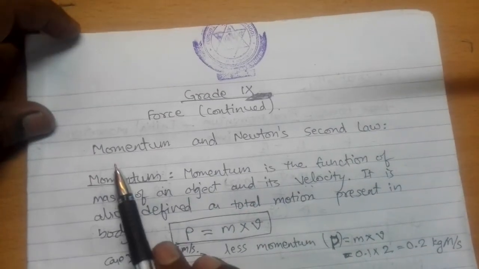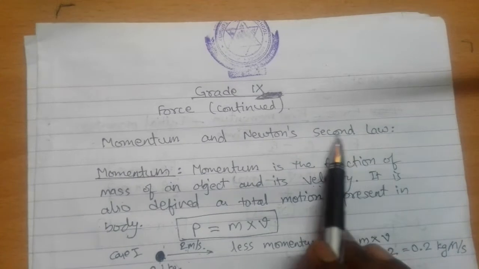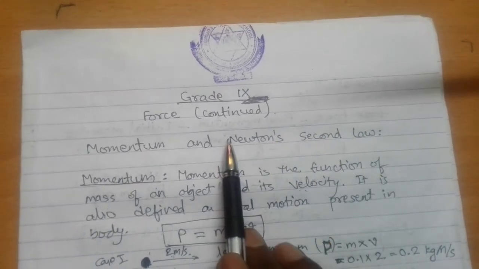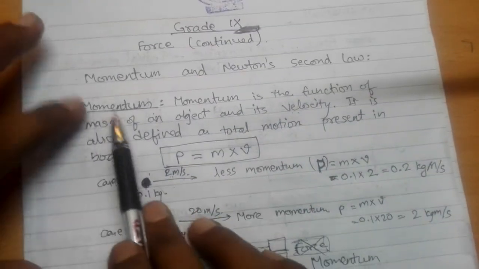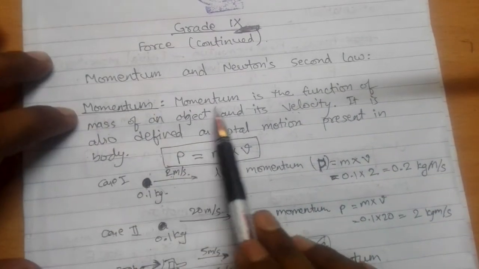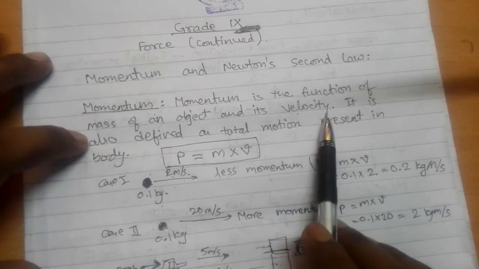Okay, today we're going to continue momentum and Newton's second law of motion. Last time we discussed Newton's first law of motion. Okay, let's start from momentum. Actually, momentum is a function of the mass of an object and its velocity.